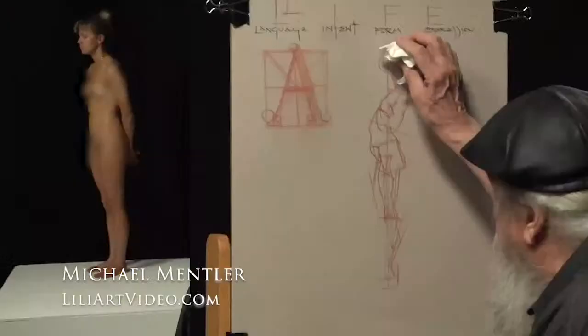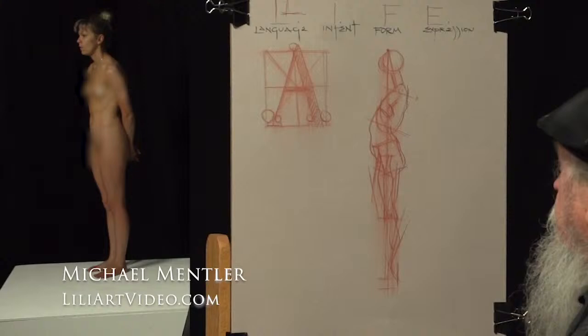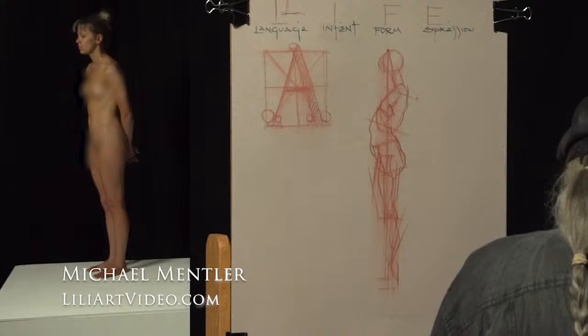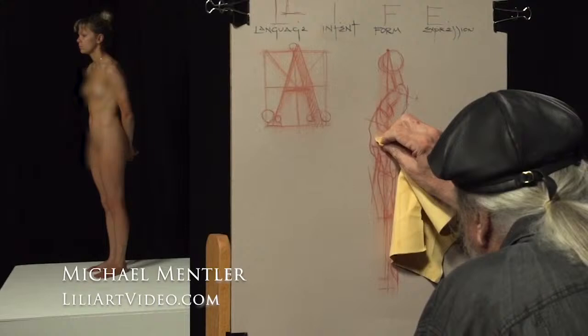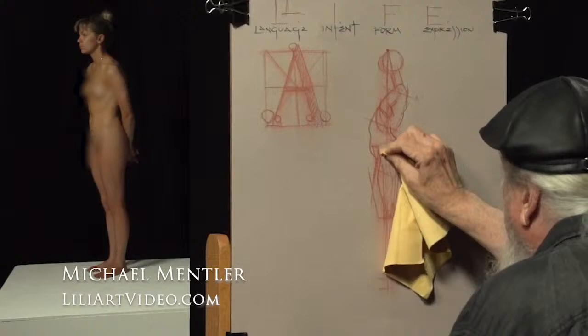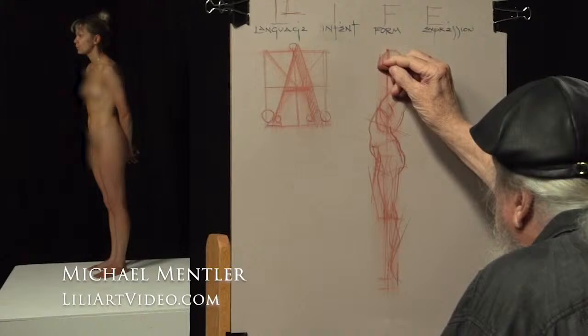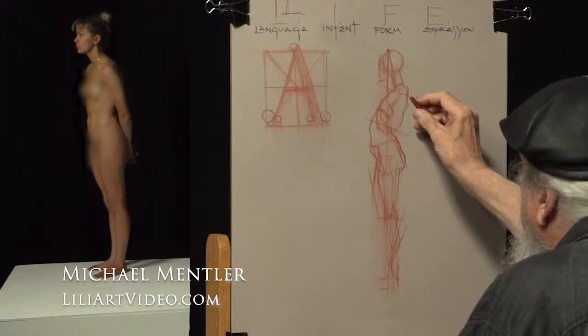Interpretation becomes the third part of this, and we interpret what we're looking at, and we decide what we want to put in and what we want to leave out. So interpretation is another way of saying selection. So perhaps we decide, hey, yeah, we know these lines are here, but they're kind of confusing, so I'm going to leave these lines out. You know, in this situation, I'm going back and taking them out, but I could have left them out in the beginning to start with. So interpretation really is the selection process. What's useful to your drawing and what's not so useful to your drawing.